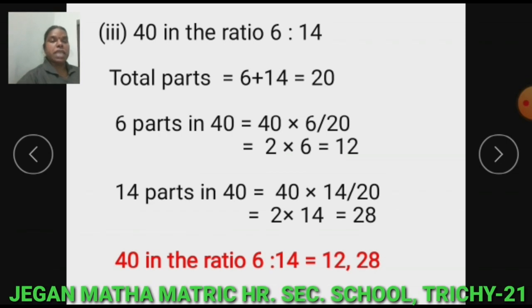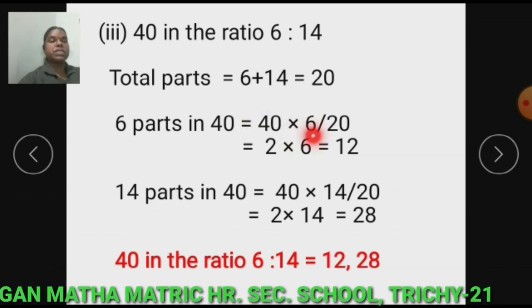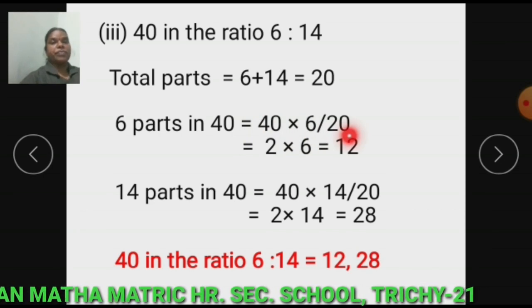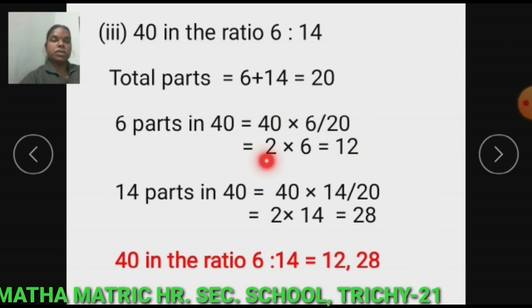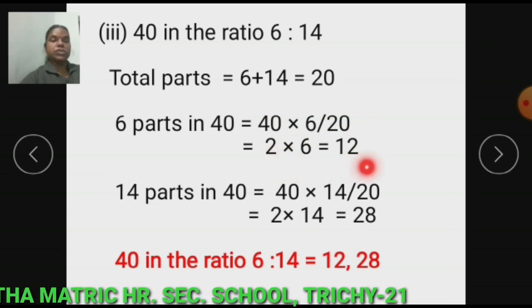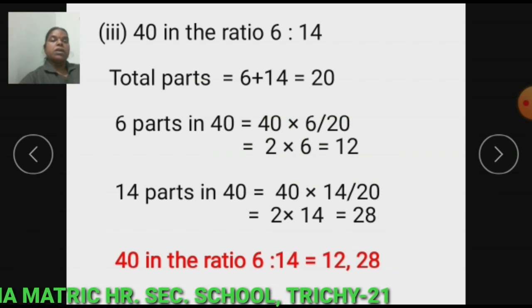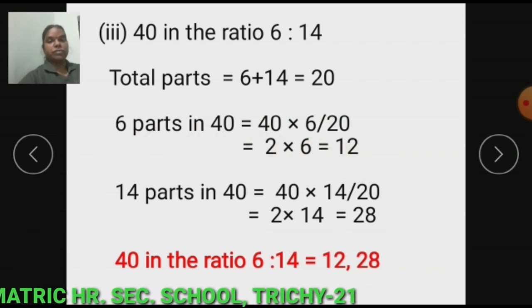6 parts in 40 equal to 40 into 6 by 20. 40 is divided by 20, we get 2. 2 is multiplied by 6 equal to 12. So 6 parts in 40 equal to 12.